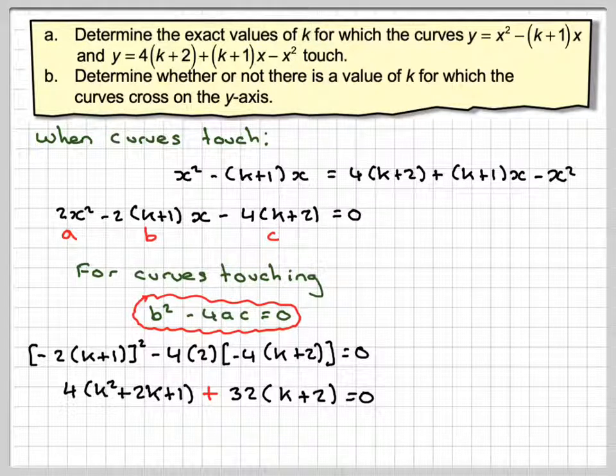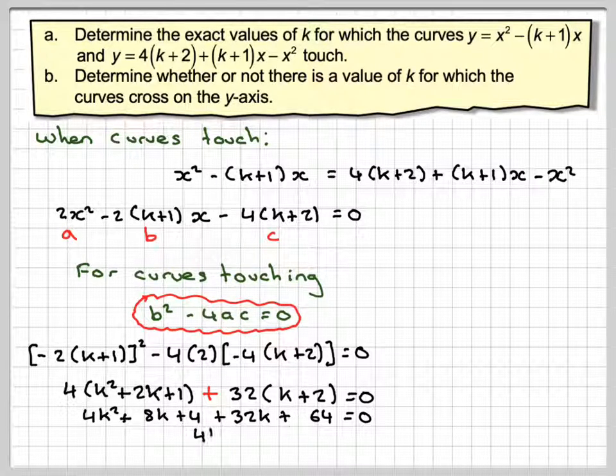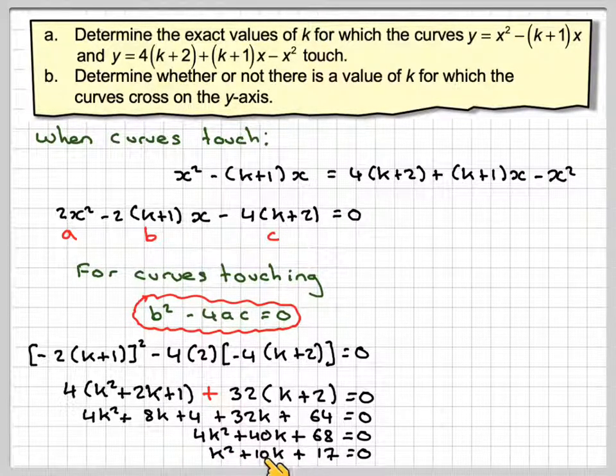Multiplying this one by 4, you get 4k squared plus 8k plus 4. Multiplying this one through by 32, we get 32k plus 64 is equal to 0. So we've got 4k squared, 8k plus 32k is 40k, and then 4 plus 64 is 68. We notice these are all divisible by 4, so we'll divide them all through by 4. So we're going to get k squared plus 10k plus 17 is equal to 0.